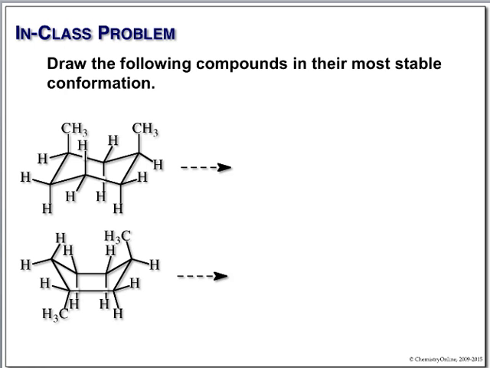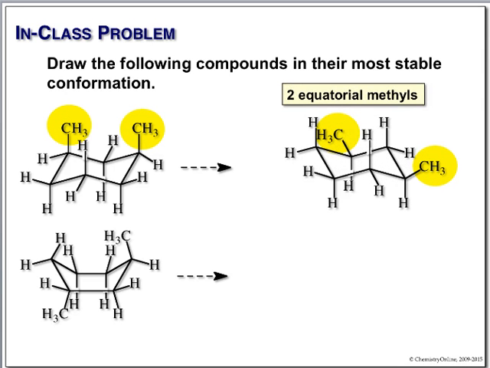We could call this carbon number one. It has an axial methyl, it will now have an equatorial methyl. Carbon number three has an axial methyl, it will now have an equatorial methyl. And the structure. These are two axial methyls, that's bad. Here we've made them both equatorial, that's much better. Carbon one, equatorial methyl, used to be axial. Carbon three used to be axial, now it's equatorial.